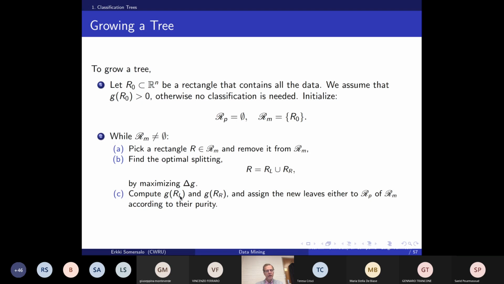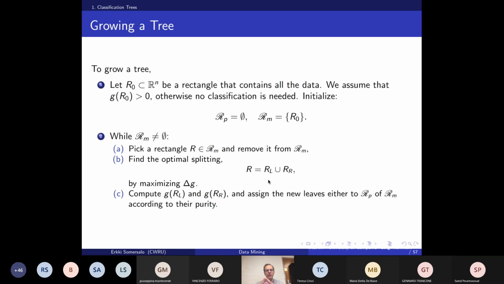And then you check your left and right leaves. These RL and RR are now leaves because you just created them, and they don't have offspring yet. So now you check if they are pure leaves or mixed leaves, and according to which one they are, you place them either in RP if they are pure, or RM if they are mixed. So you removed one mixed leaf and you created two leaves, and the leaves can be either pure or mixed, and so then you continue. Okay, so this is the algorithm.